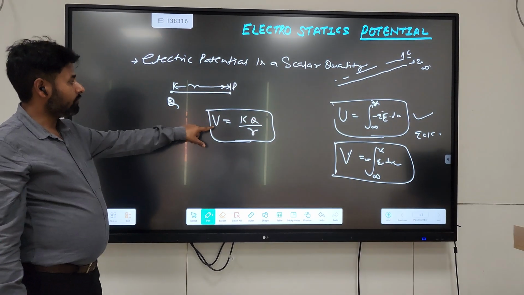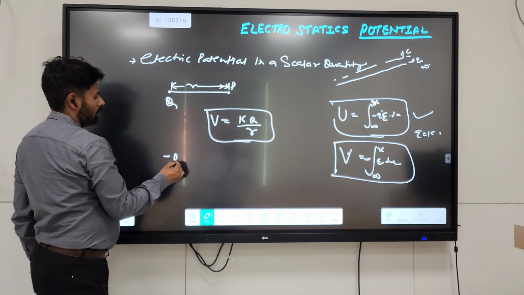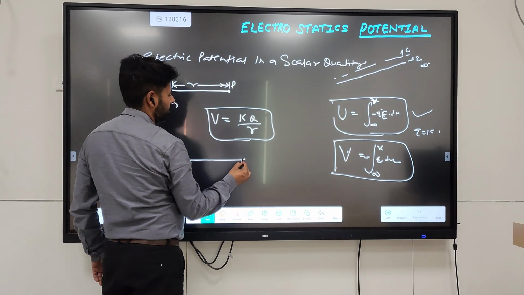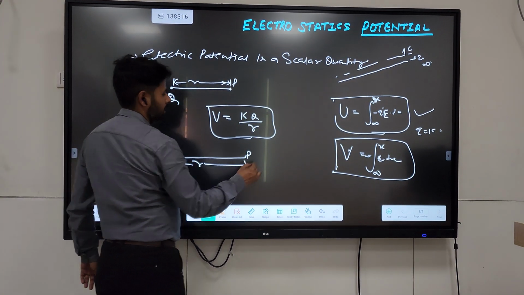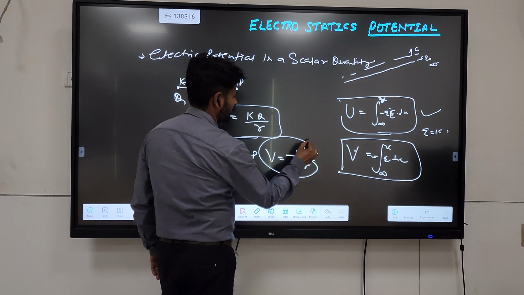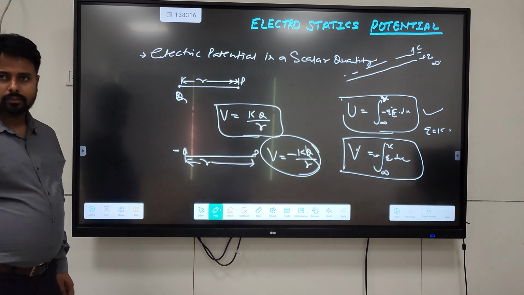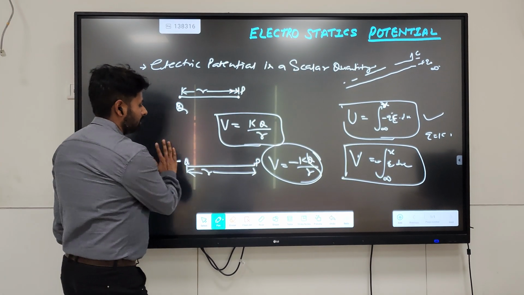This V will come with the sign of the charge. If this is a negative charge, what will be the electric potential at the point P from this distance R? V will be equal to minus KQ by R. This is the electric potential because of a point charge. And what will be the electric potential because of a system of charges, if there are two charges?